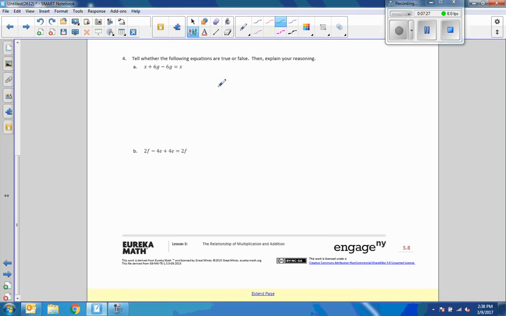Number 4, tell whether the following equations are true or false. Then explain your reason.